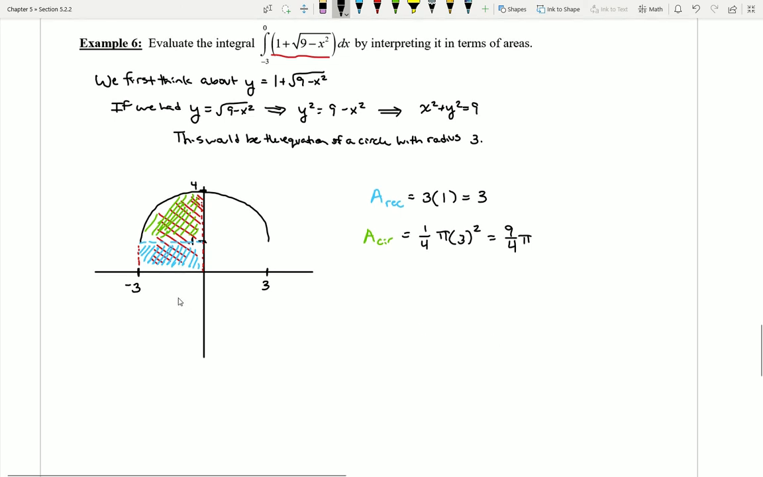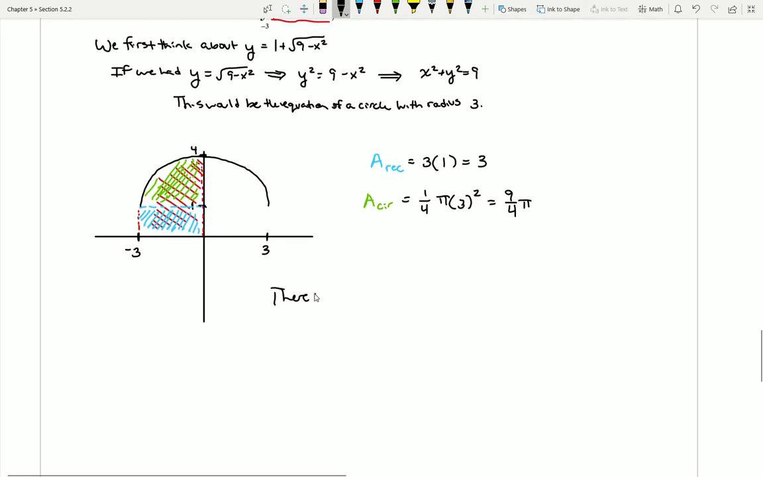So now I can easily state what the total red area is. I can say, therefore, the integral from -3 to 0 of 1 plus the square root of 9 minus x squared is equal to, and I can just add together these two distinct areas. I'm going to take the area of my rectangle, add on the area of my circle, and of course that's going to leave me with 3 plus 9 pi over 4. It's not really a cleaner answer than that. That's looking really, really good.